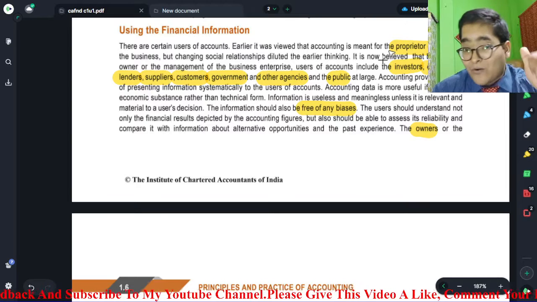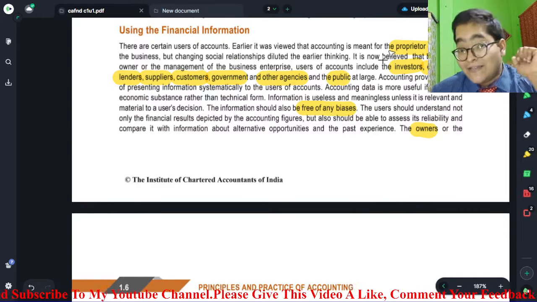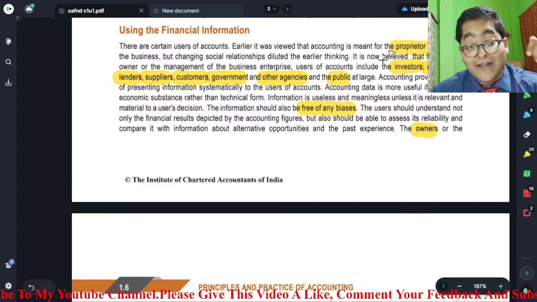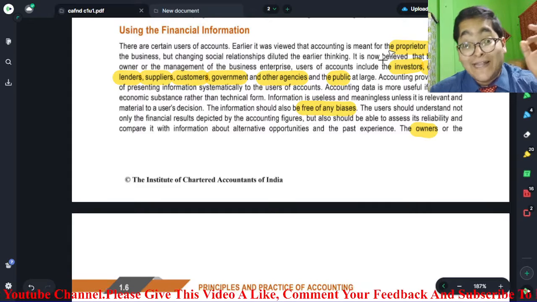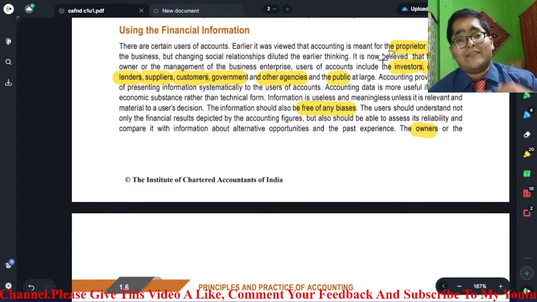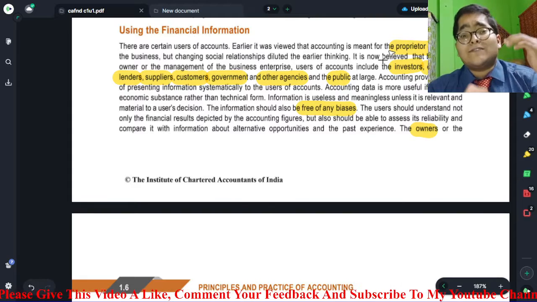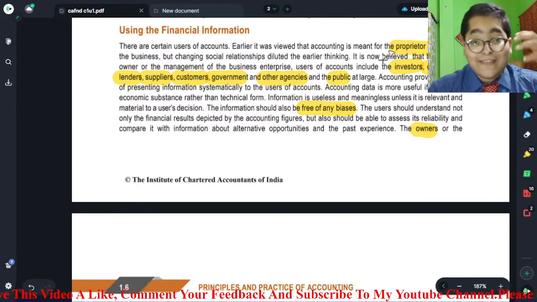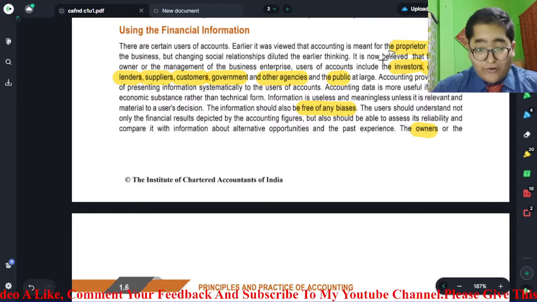Now, customers need to see the financial information to check whether the company they are trusting is using proper quality goods, is investing in R&D, or research and development, and is incurring expenses on maintaining the quality and the cleanliness within the business or not.